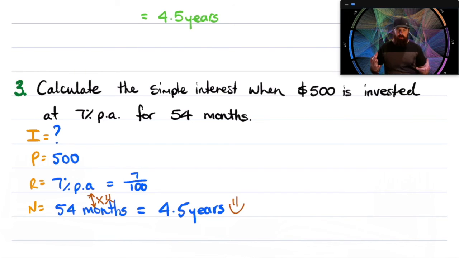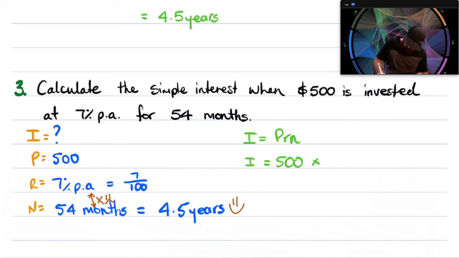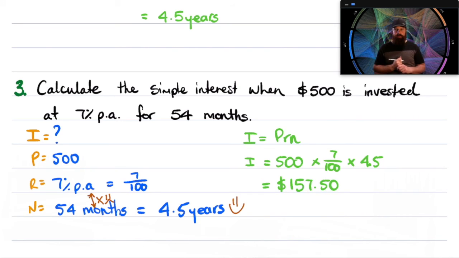So now let's go through and calculate this. So remember that interest is equal to principal times the interest rate times the number of periods. So interest is going to equal 500 times 7 over 100, fractions are my friends, and we're going to multiply that by 4.5. Again, getting your calculator out, evaluating that, we find out that our answer is $157.50.